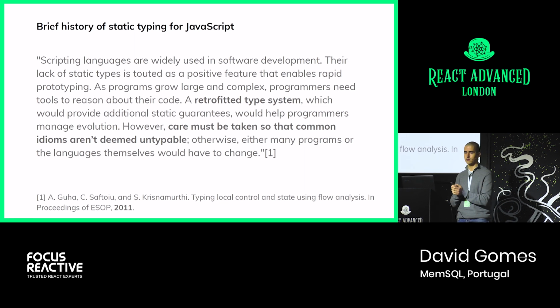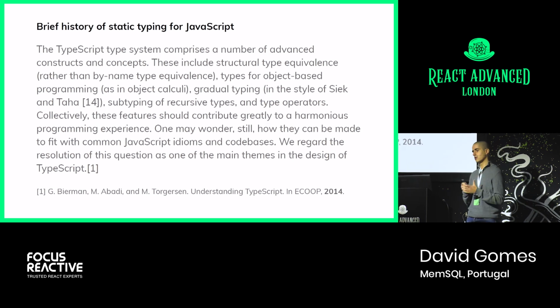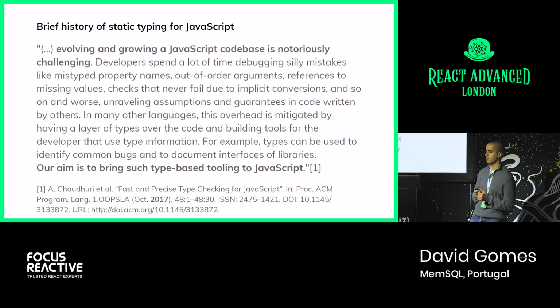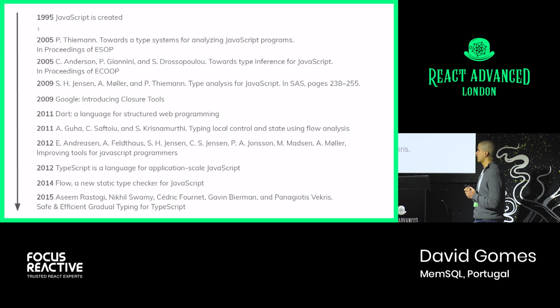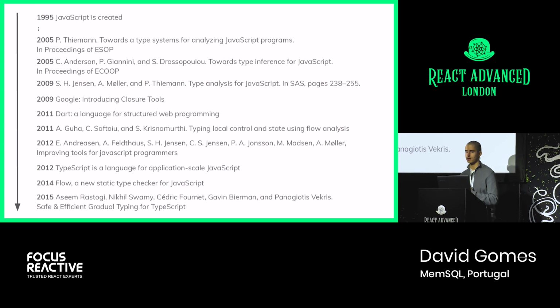If we want to add a static type system on top of JavaScript, JavaScript code must still be able to be written as usual. And then TypeScript came out, and Flow came out, Flow in 2014 and TypeScript in 2012. And so we basically have this timeline of events. JavaScript was created in 1995.